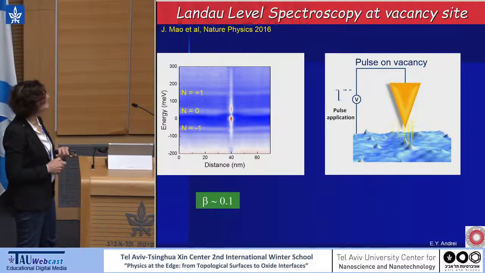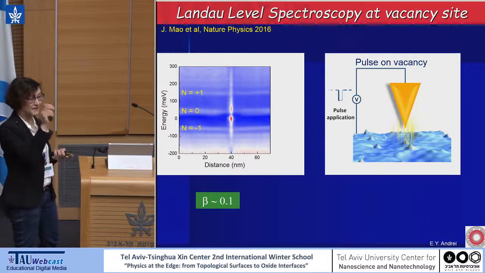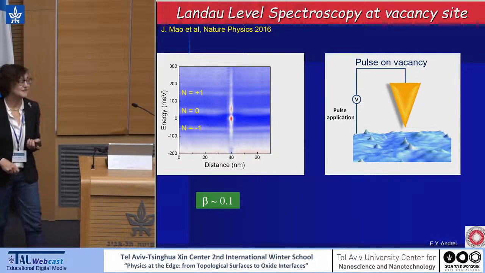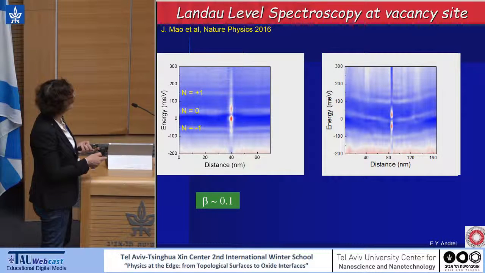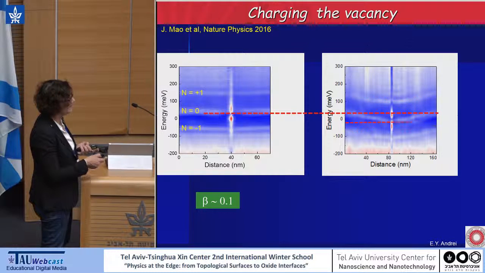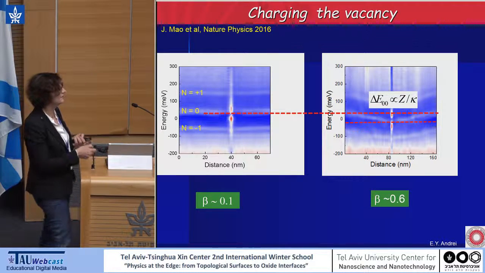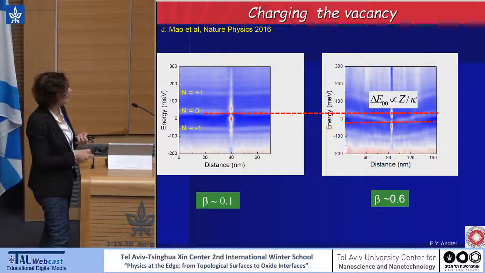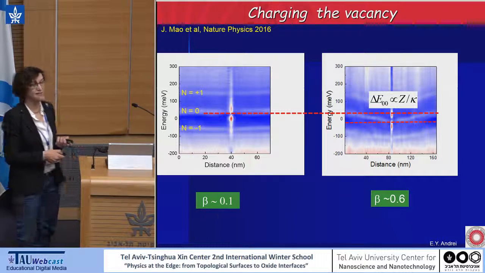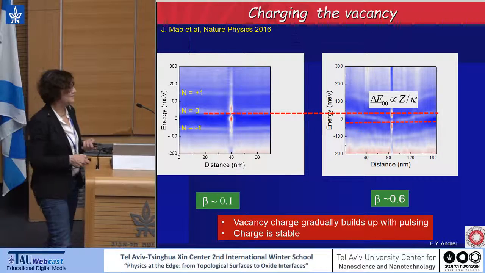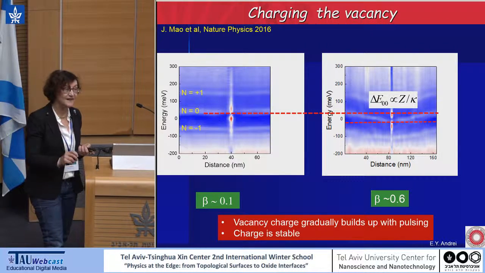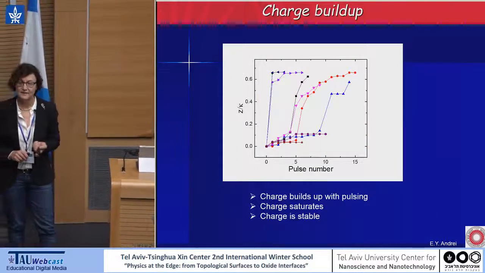So now what we do, we pulse the vacancy with voltage pulses right at the position of the center. We apply about 2 volts. And we see that the charge grows, and the Landau level starts bending, and this is a direct consequence of the charging. From the bending, we can calculate the charge, and it's about 0.6 here. Beta is about 0.6. So the vacancy charge gradually builds up with pulsing, and the charge is stable. It stays there until we warm up the experiment.